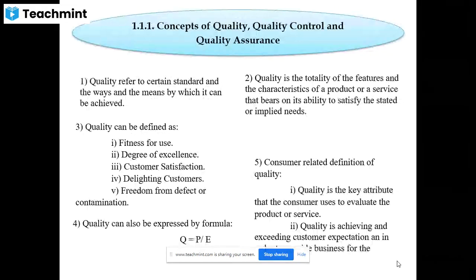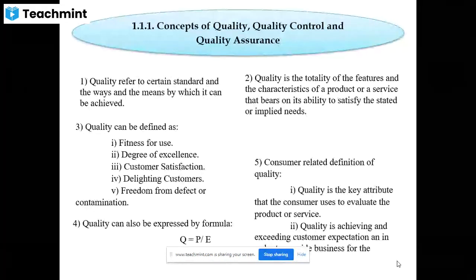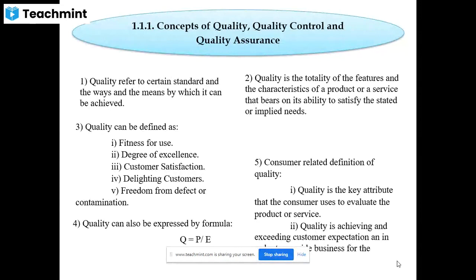In the notes you can see this part is mentioned over there. First topic is the concept of quality, quality control, and quality assurance. Generally, what is quality? Simply, you have to remember quality is referred to a certain standard, or you can say way, and the means by which it can be achieved.